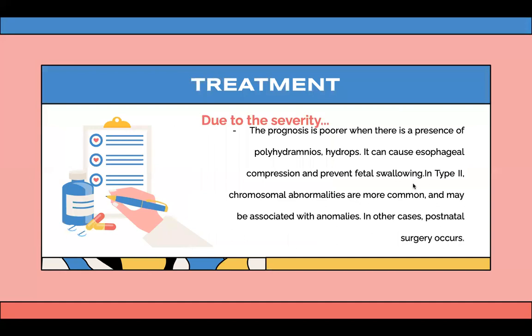The treatment depends on the type of CCAM, what's going on with the malformation, and the severity of it. The prognosis is poor when there's a presence of polyhydramnios, hydrops, or cardiac deviations, and this can cause esophageal compression and prevent the fetus from swallowing. In type 2, chromosomal abnormalities are usually more common, and there are also associated anomalies. These anomalies may include renal agenesis, pulmonary anomalies, and a diaphragmatic hernia.